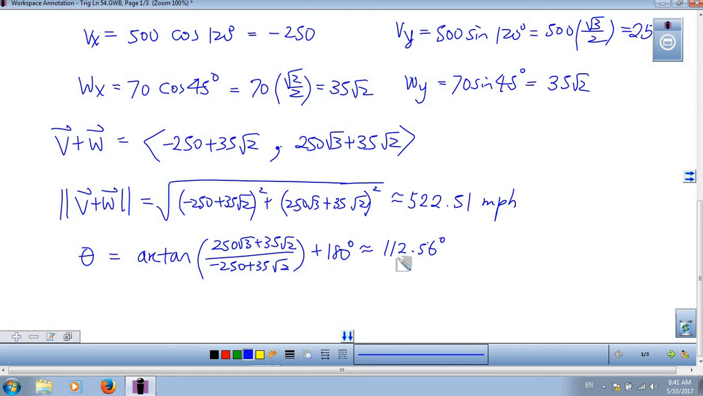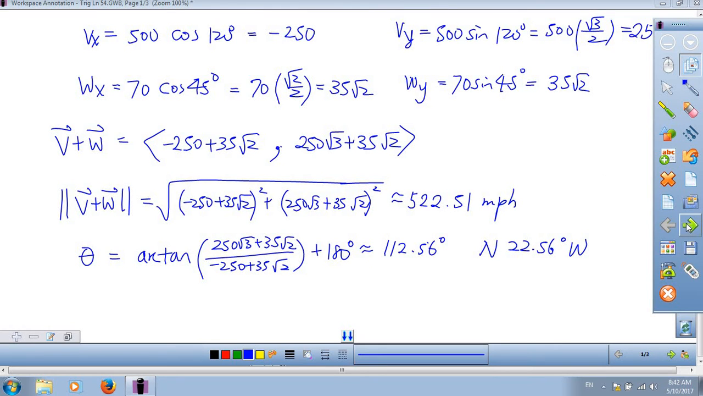Now, paying attention, this is not the right heading numbers if you're an airplane pilot. Okay, this basically means about north. Let's go ahead and subtract 90. This is about north 22.56 degrees west. Okay, so as you can see, they were heading north 30 degrees west. Now they're heading north 22.56 degrees west because of the wind. Alright, so that's a long problem, but it's worth paying attention to details and things like that.